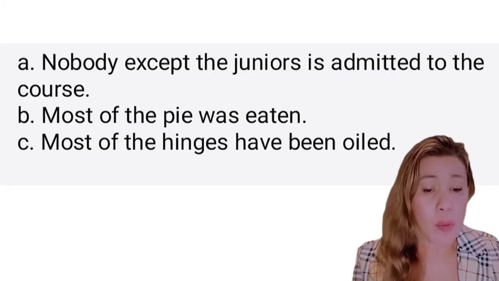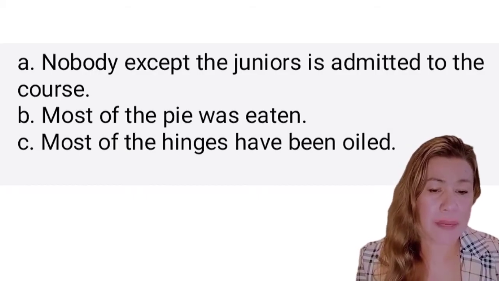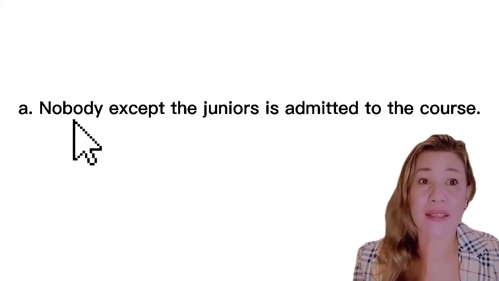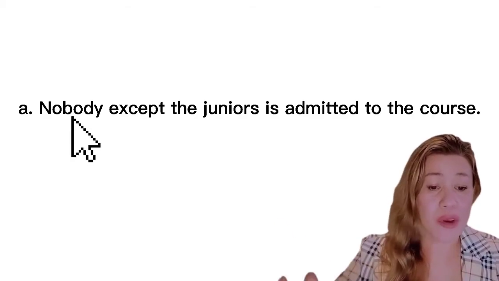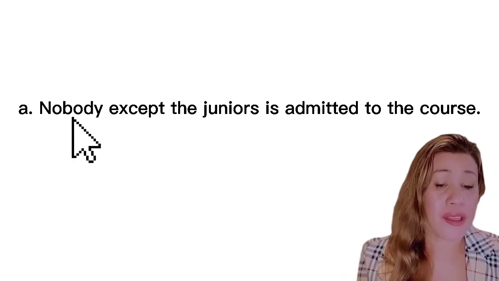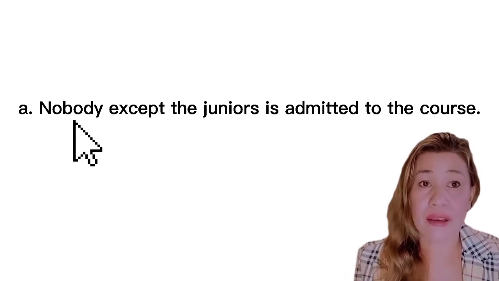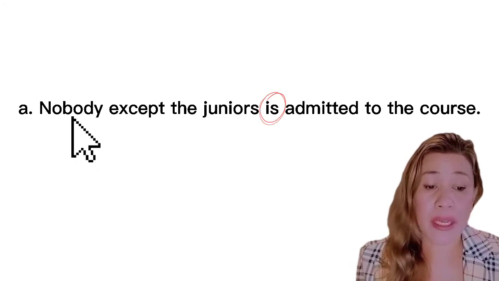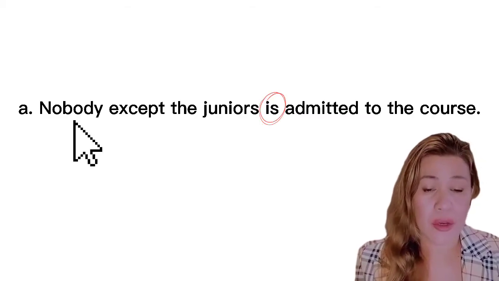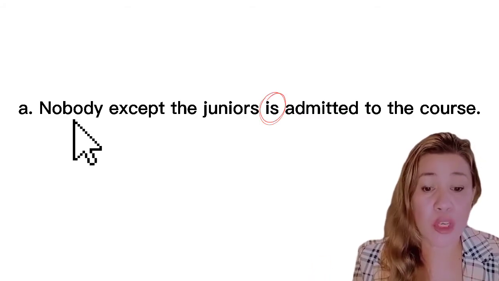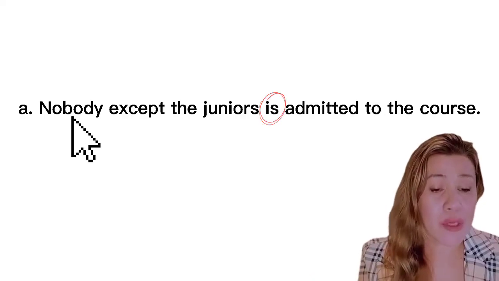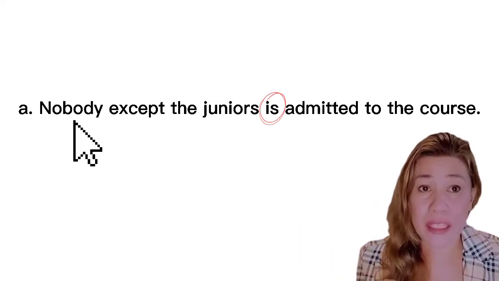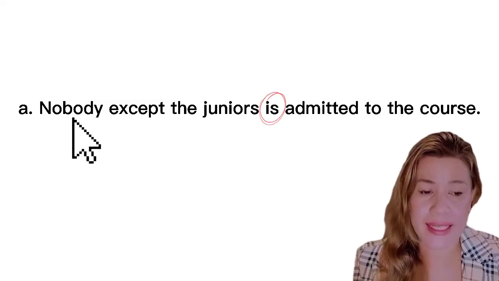First example: nobody except the juniors is admitted to the course. Look at nobody. Nobody is a singular indefinite pronoun, as you have seen in the list previously. So it is singular, therefore it will need a singular verb. That's why we're using is, not are. Our subject here is nobody, not juniors. So you have to be careful in determining which one is the subject because sometimes you can be confused. But remember that the subject is the one that's being talked about in the sentence.